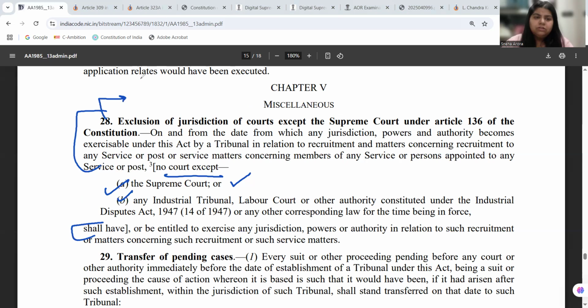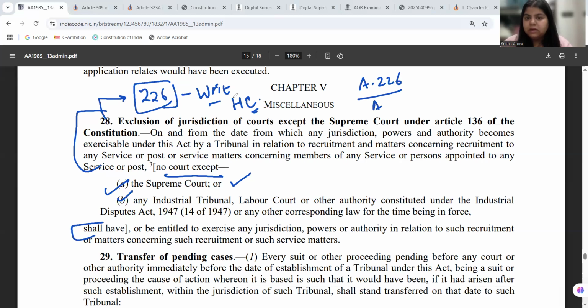Now, an interpretation of section 28 could be that it is also barring the Article 226 writ jurisdiction of high courts. Okay. So now Article 226 and Article 32. We all know that these articles empower the High Court and Supreme Court respectively with writ jurisdiction. So Article 226 is for High Courts, Article 32 is for the Supreme Court.